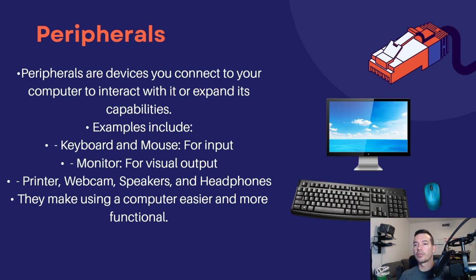Peripherals. Peripherals are devices you connect to your computer to interact with it or expand its capabilities. Examples include keyboard and mouse for input, monitor for visual output, printer, webcam, speakers, and headphones. They make using a computer easier and more functional.